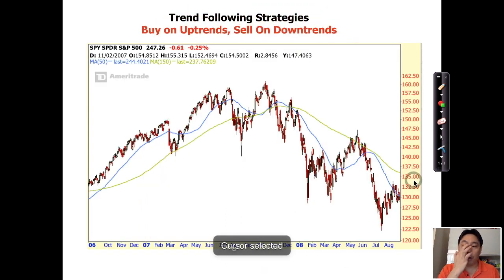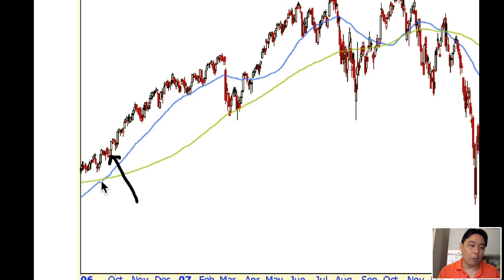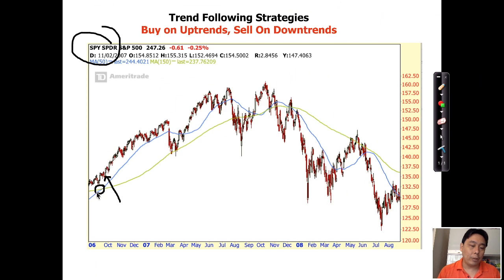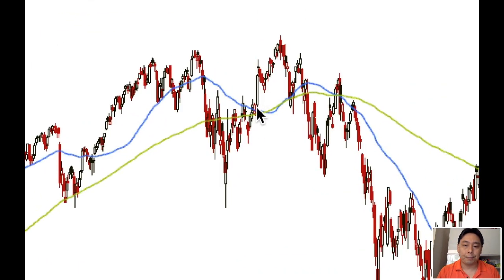So if you use trend following, for example, you would enter the SPY over here because the 50 crossed above the 150. And when you see the 50 sloping up and the 150 sloping up, the 50 above the 150, that's an uptrend, that's when you buy. So you buy somewhere over here. And now, would you have sold over here?